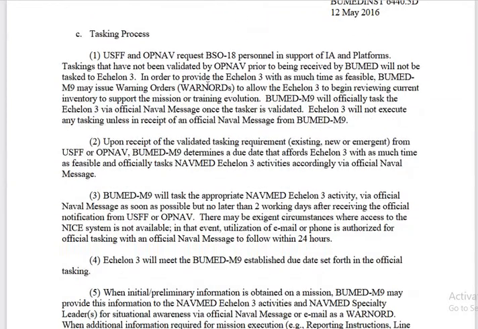Here's the tasking process. So the USFF and OpNav request BSO 18 personnel.